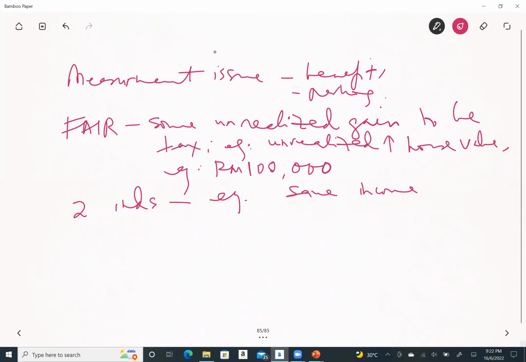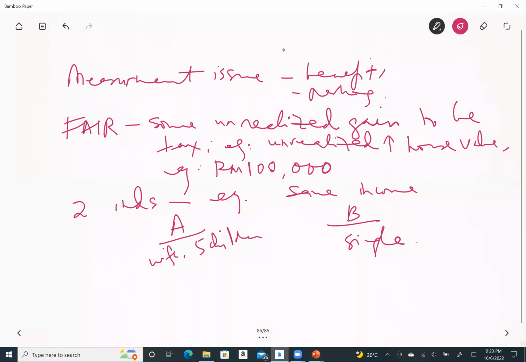Two individuals, same income. Person A has a family, wife, five children. Another person B, single. Now, if you have this kind of thing, even though same income, but you have different family size. Now, is it fair to tax the same? That's another issue.